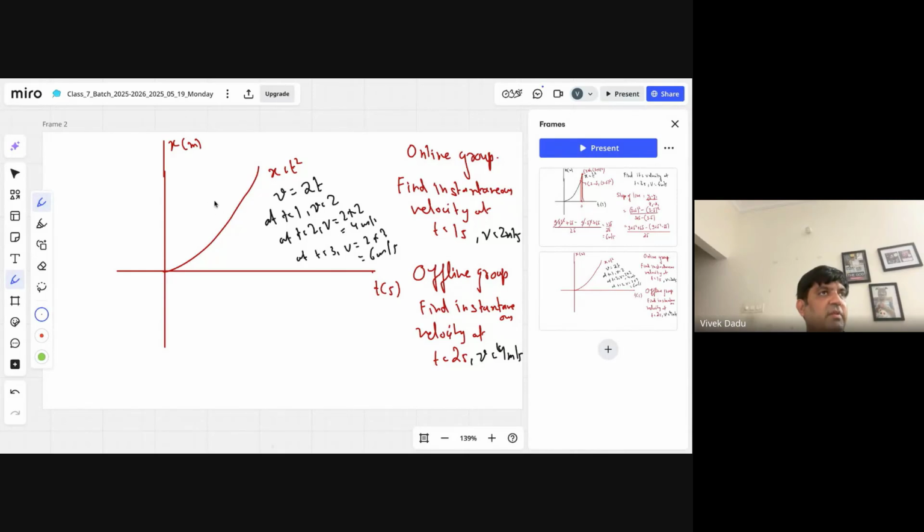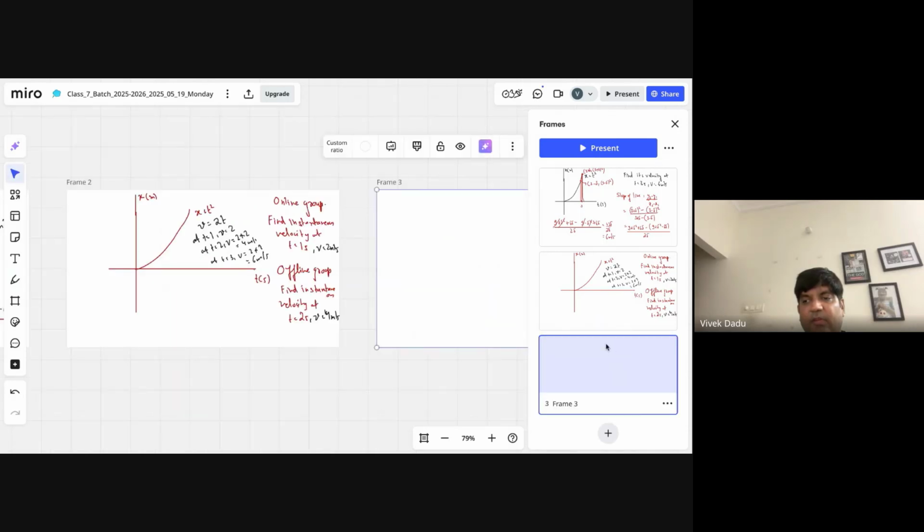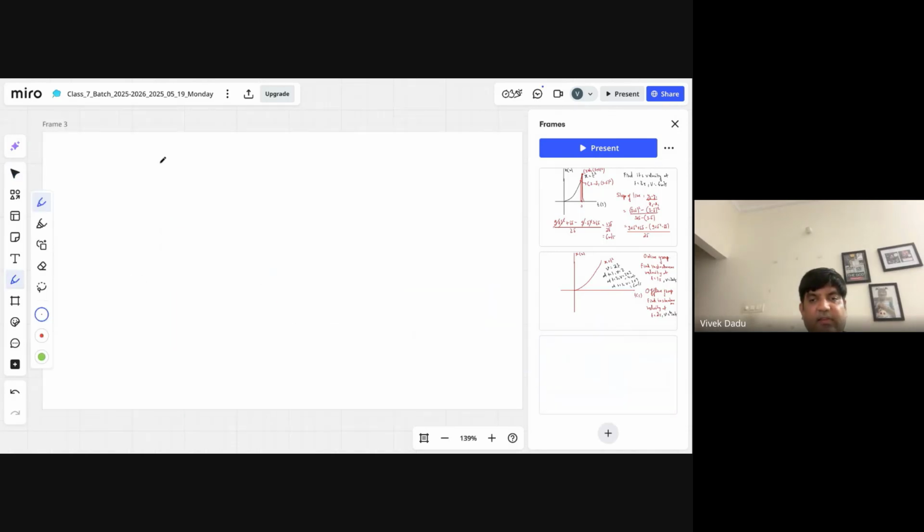He wanted to come up with a formula and verify whether this formula will work for any value of time. This is working for 1 second, 2 seconds, 3 seconds, but will it keep on working for all the values of time? So this was his analysis.